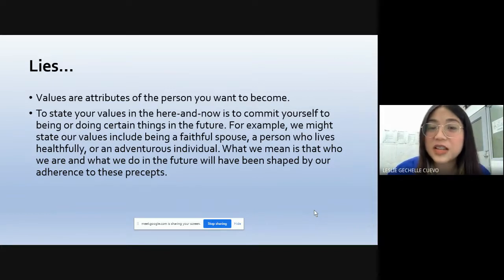So yun yung values. To state your values in the here and now is to commit yourself to being or doing certain things in the future. For example, we might state our values include being a faithful spouse, a person who lives healthfully, or an adventurous individual. What we mean is that who we are and what we do in the future will have been shaped by our adherence to these precepts. And kung ano ang magiging tayo in the future is how we are molded today. Okay.